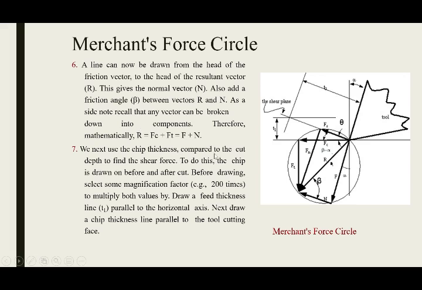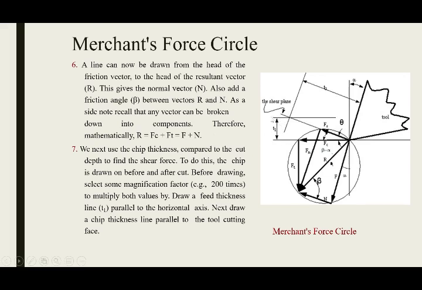Okay, now we must use the chip thickness. So we require this for drawing Fs and Fn, that is shear force and normal to shear force. For that we have to draw the Fs vector. In order to draw the Fs vector, that will give us the angle theta, the shear angle. So to draw that, first consider the thickness T1. T1 is the thickness of chip prior to deformation. So first of all draw T1.